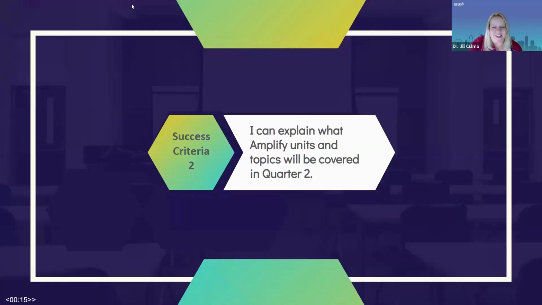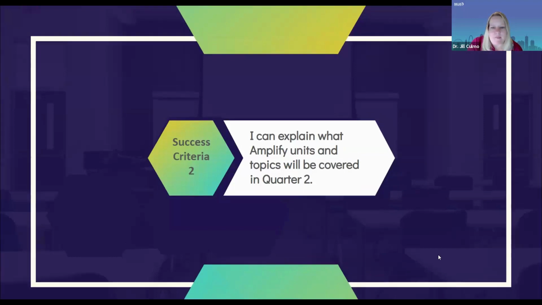And that brings us to the end of Success Criteria 1. And now we're going to be moving into Success Criteria 2. I can explain what Amplify units and topics will be covered in quarter 2.